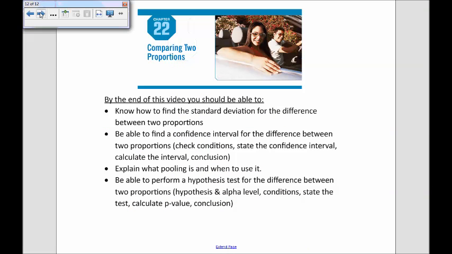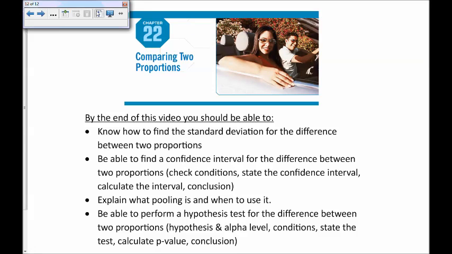Okay, this video was about comparing two proportions. You should now be much more familiar with finding confidence intervals and performing hypothesis tests for the difference between two proportions.